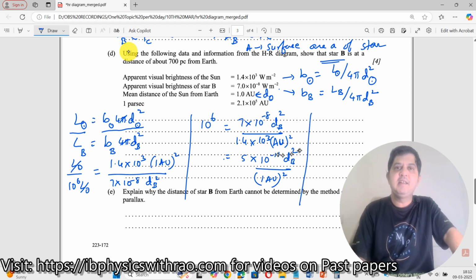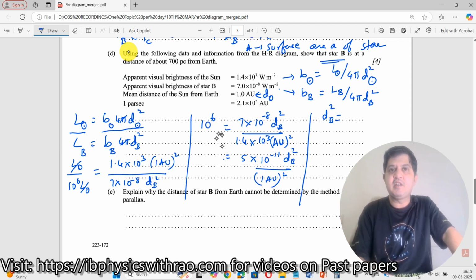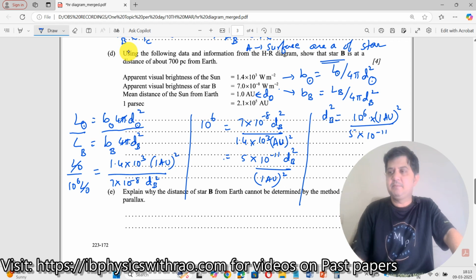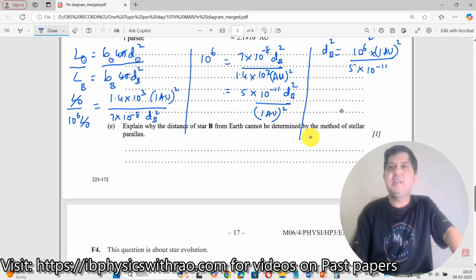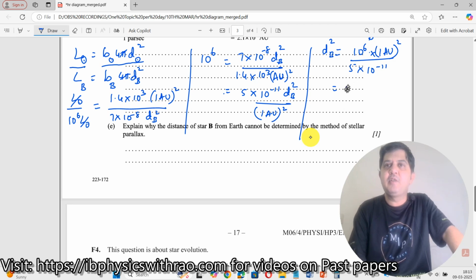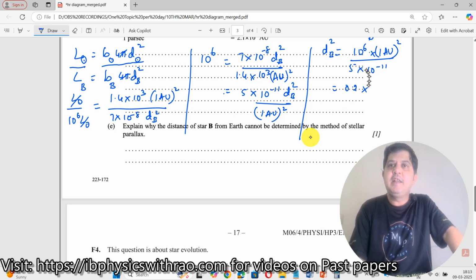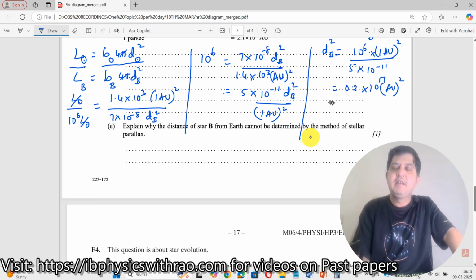Next, I will take dB square as the subject. dB square is equal to, and I'll throw all of them outside. Cross multiply. This will become 10 power 6 into 1 AU the whole square divided by 5 into 10 to the power of minus 11. Now let us solve this equation. When I do this, what do I get? 1 by 5 is 0.2. 0.2 into this goes upwards, it becomes plus 11. Plus 11 plus 6 is 10 power 17, 10 power 17 AU the whole square, which would be 2 into 10 power 16 AU.